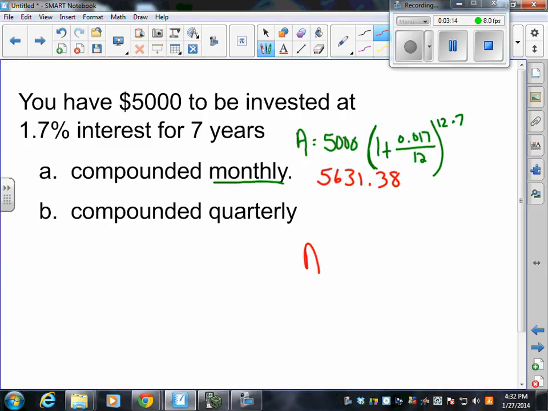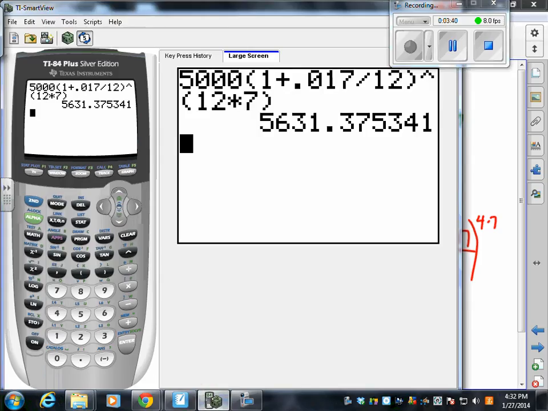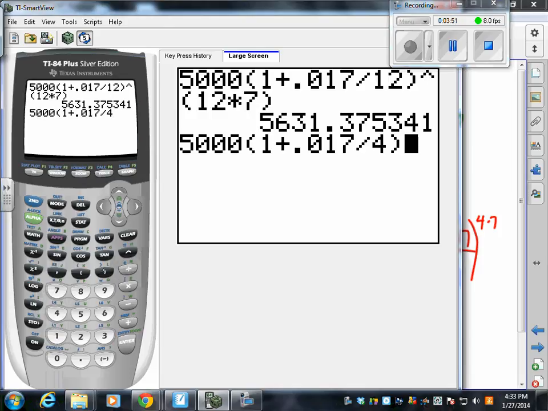Now let's look at what would happen if it had been compounded quarterly. Well, all that's going to change when I compound quarterly is my N changes. Instead of 12 times, quarterly would only happen 4 times in a year. So then I'd have 4 times 7. So now let's put that into our calculator. So I have 5,000 parentheses 1 plus 0.017 divided by 4 to the 4 times 7.